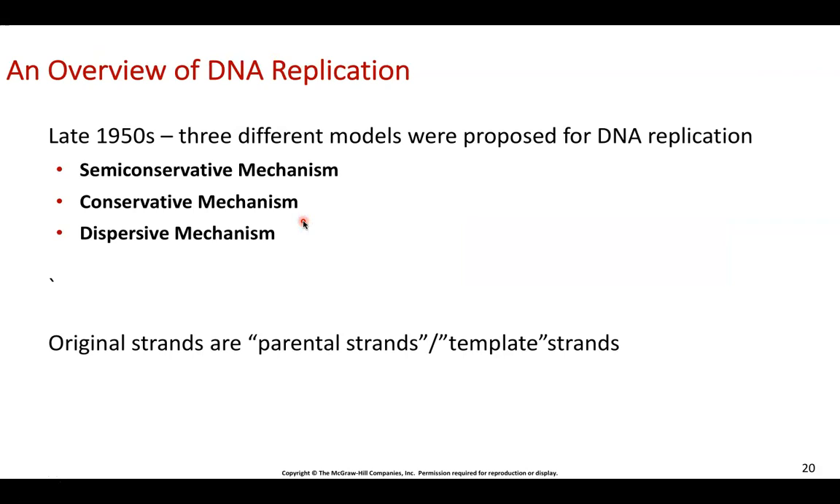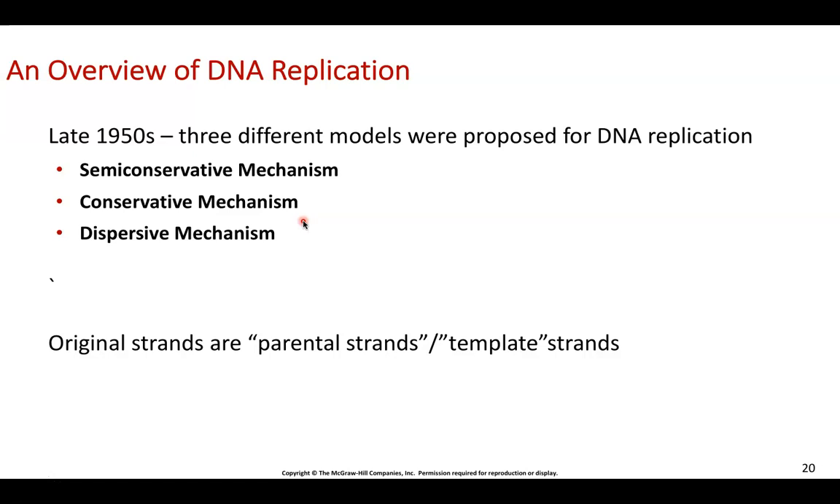All right, so in the 1950s, once we determined the structure of DNA and the components, we really were trying to understand how DNA is replicated. So there were three different models that were proposed. We're only going to study one, and I'm going to tell you about it on the next slide. But there were a lot of different thoughts about what could happen. One thing we do want to keep in mind is that whenever we replicate DNA, we always call our main strand, the original strand, the parental strand or the template strand.